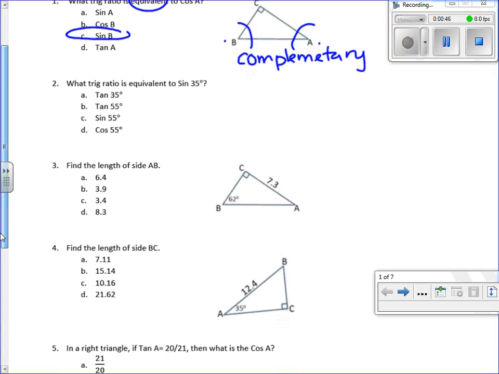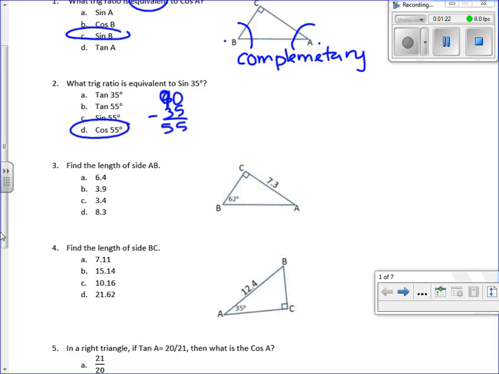What trig ratio is equivalent to the sine of 35? So what we do is we find the complement of 35. The complement of 35 degrees is defined by going 90 minus 35, all right? And 90 minus 35 is 55. And so we're going to go with the cosine of 55, because sine and cosine are complementary functions, and the complement of 35 is 55.